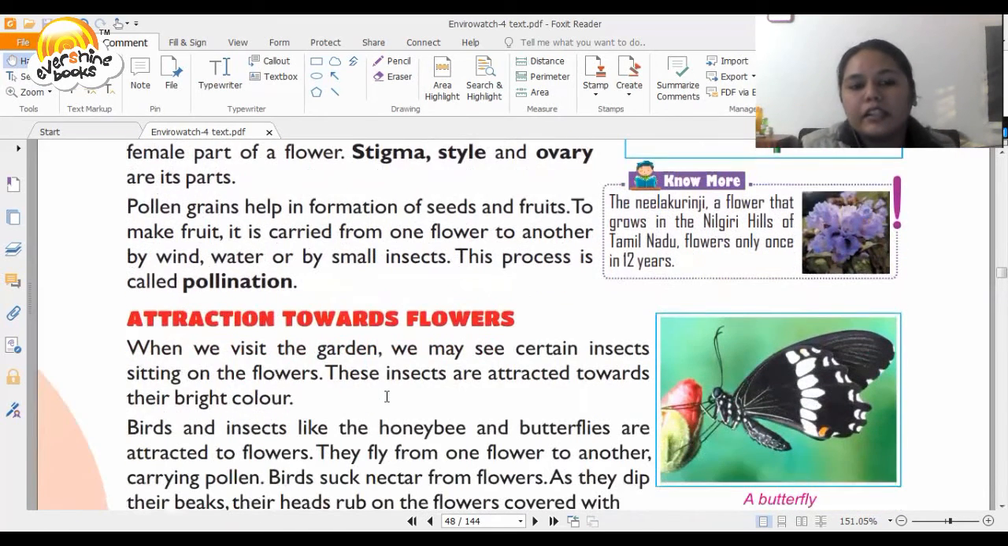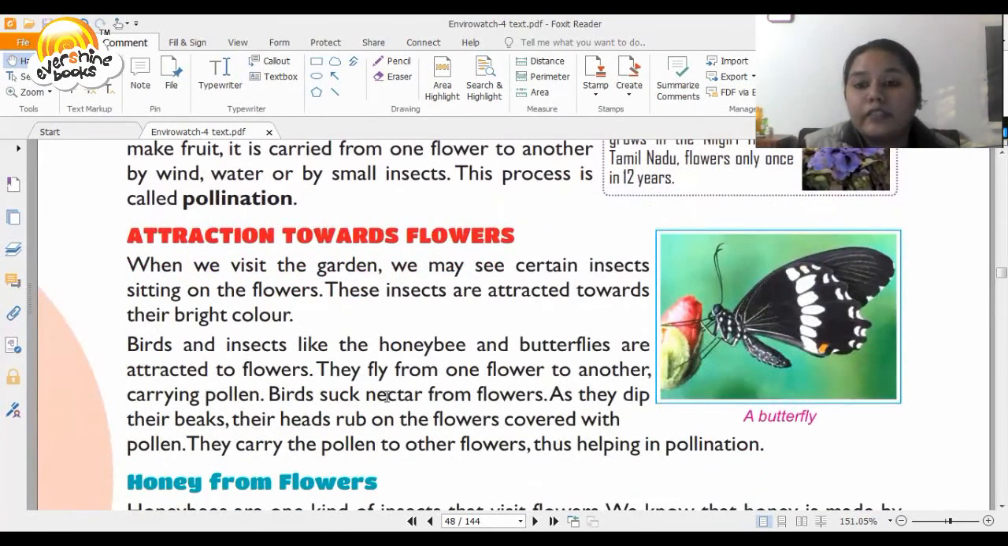All right. Attraction towards flowers. So what is it that makes us attracted towards flowers? When we visit the garden, we may see certain insects sitting on the flower.